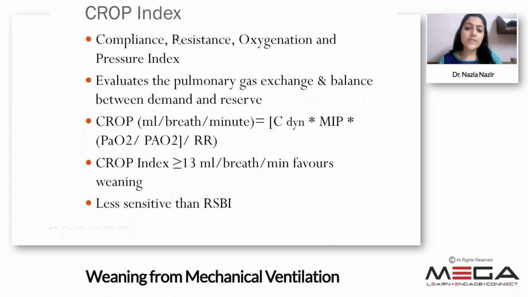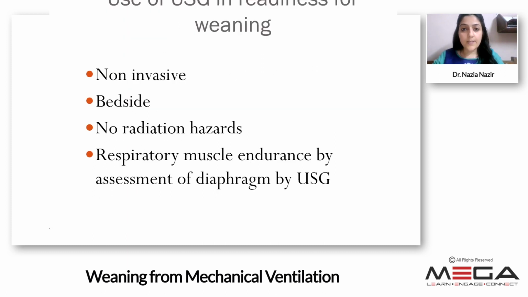Another weaning index is the CROP index, which is short for compliance, resistance, oxygenation, and pressure index. It evaluates the pulmonary gas exchange and the balance between demand and reserve. A CROP index of more than 13 mL per breath per minute favors weaning. However, this index is less sensitive than the RSBI.